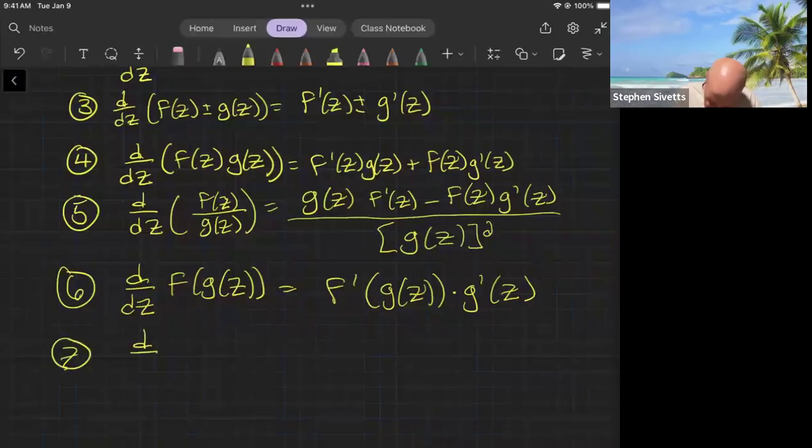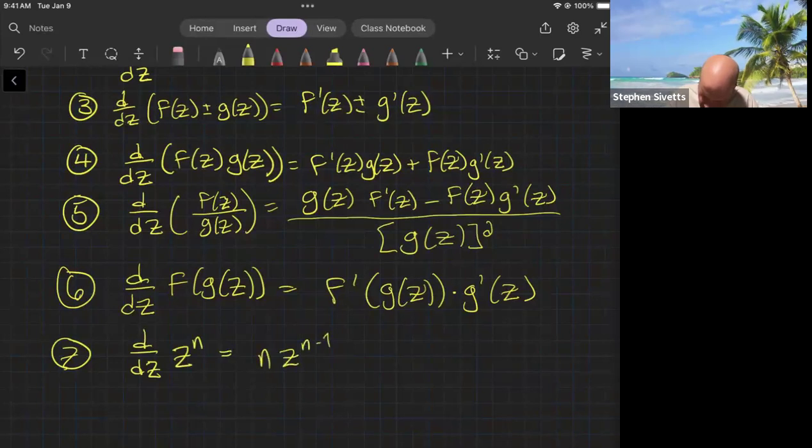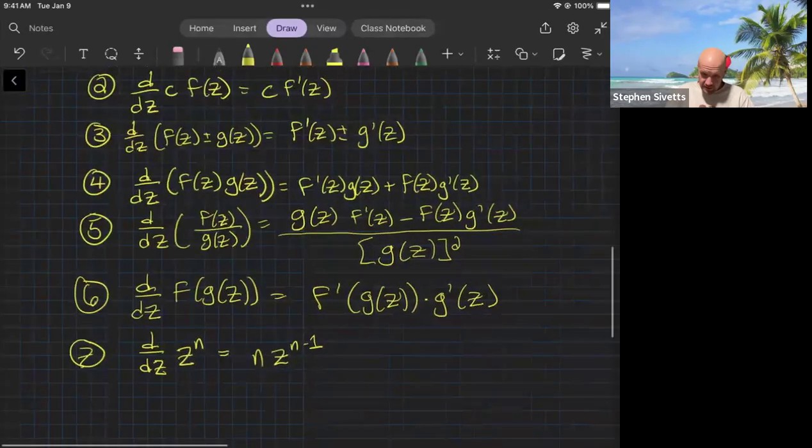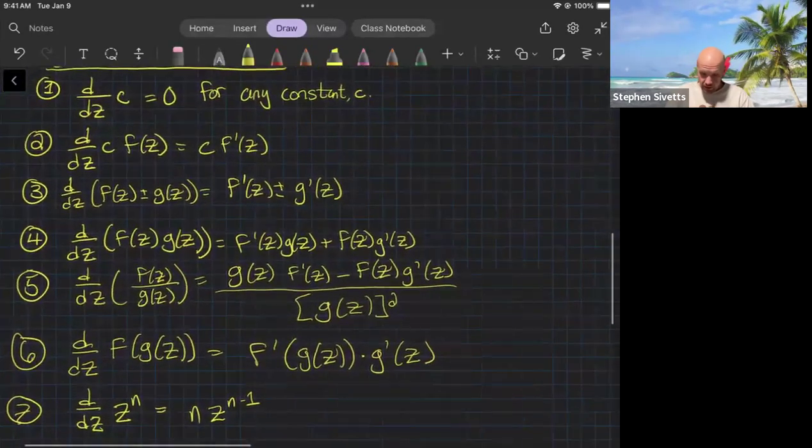And then if I want to take a derivative of a power on z, this refers back to the power rule for derivatives in Calc 1. Okay, so those are the differentiation rules that are similar to what you've seen in Calc 1, right? So these rules right here.